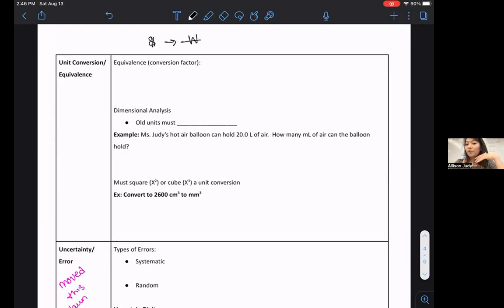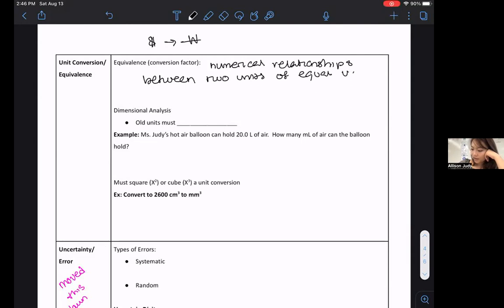Let's say you're traveling, you often have to do conversion rates, right? Well, a very similar principle is done commonly in science, where we have to convert from one unit to another in order to answer a question or in order to complete a mathematical equation, in order to plug in the necessary variables. So we use what we call equivalence or conversion factors. And equivalences are simply numerical relationships between two units of equal value.